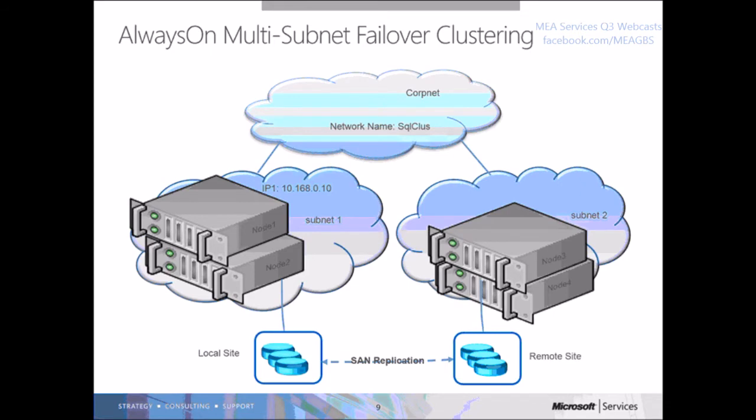For instance, here the IP address on the first subnet is going to be 10.168.0.10, and if there is a failover on that particular subnet, or rather if the nodes there fail or can't be accessed, then we fail over to the second subnet, which listens on a different IP scheme.